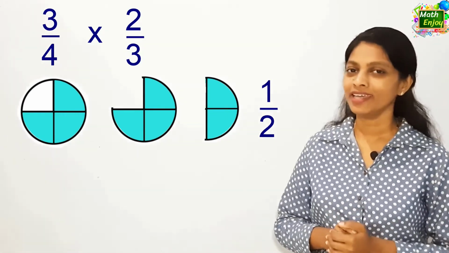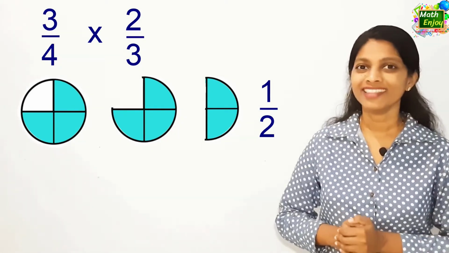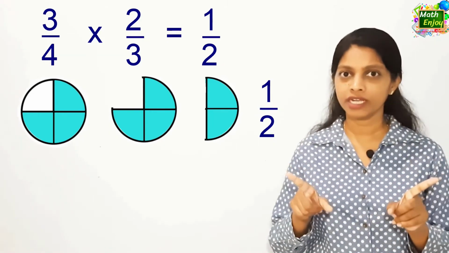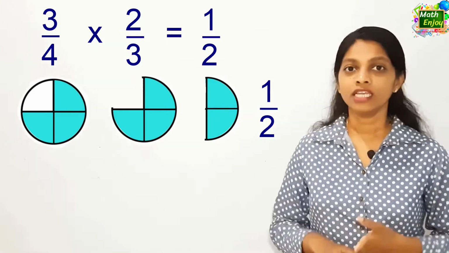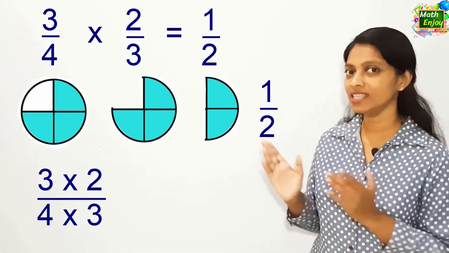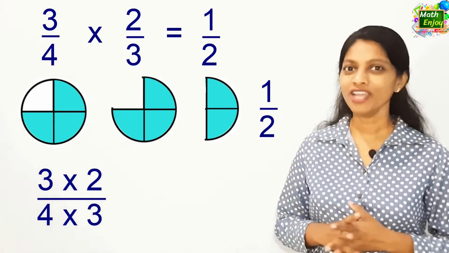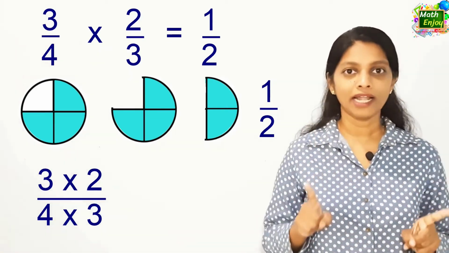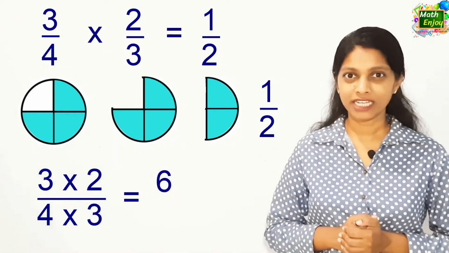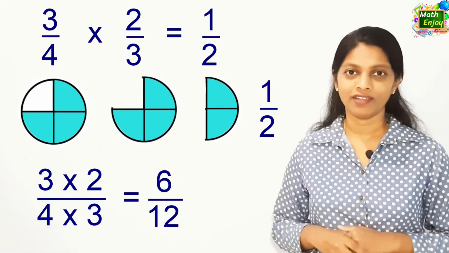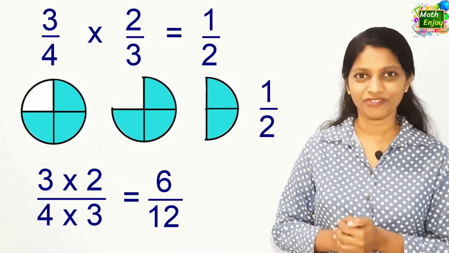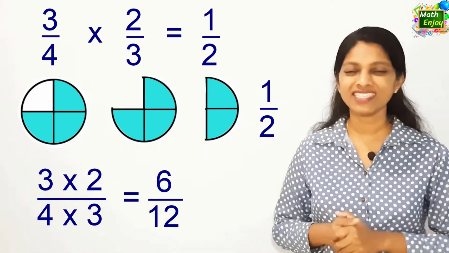Then if you multiply 3 over 4 by 2 over 3, the answer is 1 over 2. Can you take 1 over 2 by multiplying the numerators together and denominators together? Here also there are 2 operations, multiplication and division. So we can write it in this way. 3 times 2 divided by 4 times 3. So first I will multiply the numerators. 3 times 2 is 6. Then we will multiply the denominators together. 4 times 3 is 12. Answer is 6 over 12. This 6 over 12 is equal to half. The lowest form of 6 over 12 is 1 over 2.